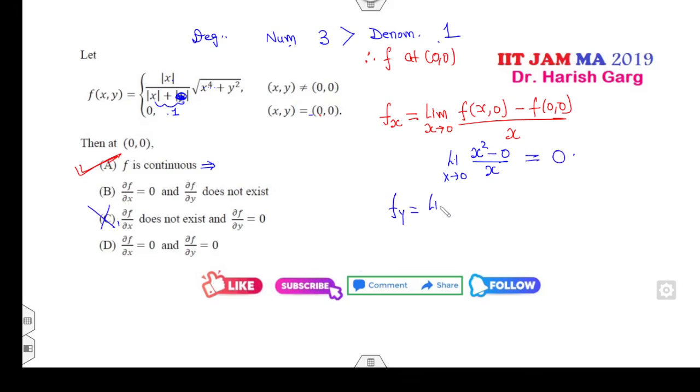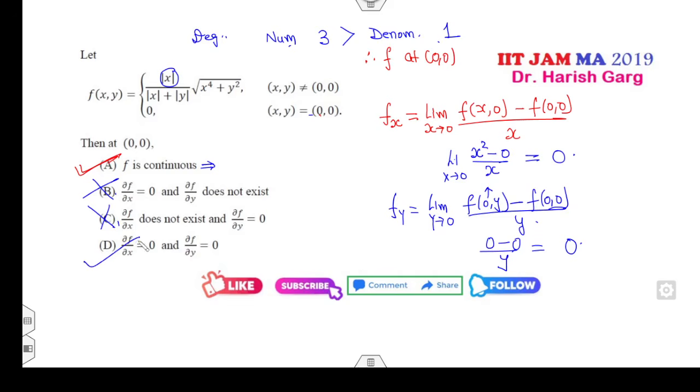Similarly, for the partial derivative with respect to y, when you take f of 0, y minus f of 0, 0, divided by y. And when you substitute x as 0, the numerator becomes 0. F of 0, 0 is my 0. Answer is again 0. So B option is cancelled. A and D are my right answer of the problem.